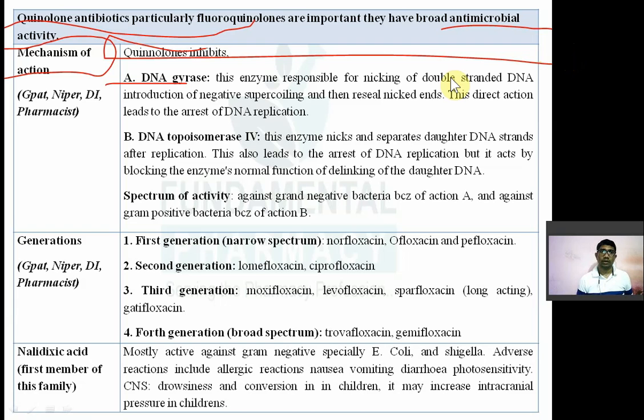Now these quinolones inhibit the DNA gyrase enzyme. तो DNA gyrase को inhibit करेंगे. Inhibit करने के बाद में क्या नहीं होगा? Obviously the supercoiling will not be relieved.